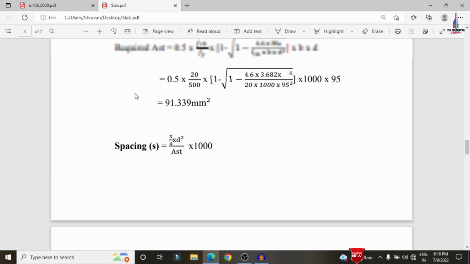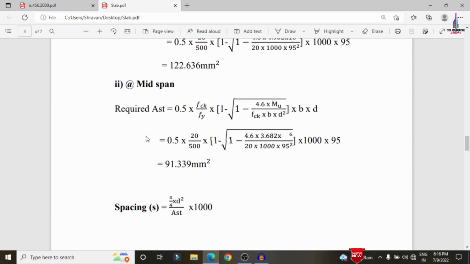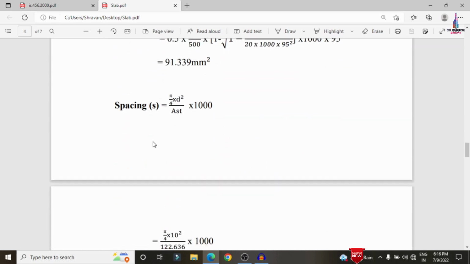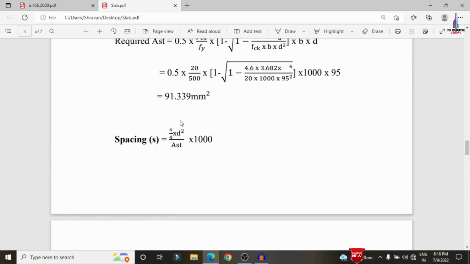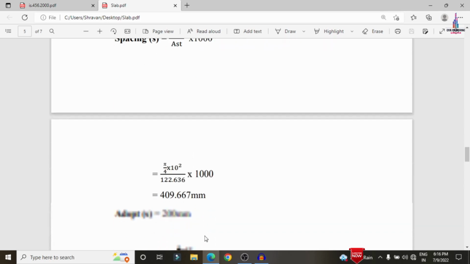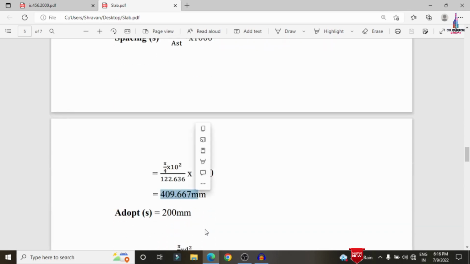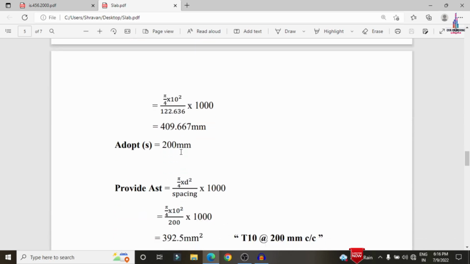Okay, we have to provide the spacing for this Ast requirement. For the spacing, we already know the formula: pi by 4 into d square divided by Ast, multiplied by 1000. We are assuming the diameter of the bar to be 10 mm. If you substitute the 10 mm diameter, it becomes pi by 4 into 10 square divided by 122.636 multiplied by 1000, so the spacing is approximately 409.667 mm. Okay, so adopt a 20 mm spacing for the particular spacing option.